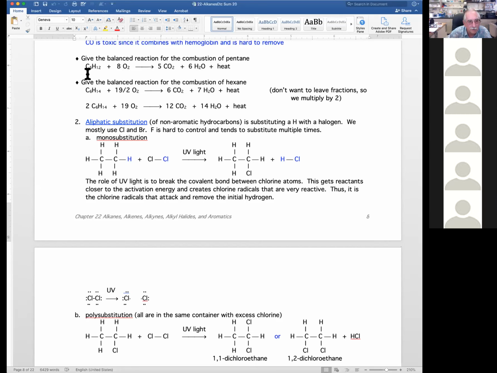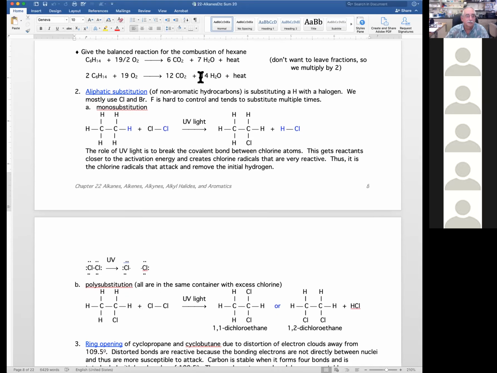So 5 carbons, I had to put a 5 here. 12 hydrogens, I had to put a 6 over there. Now I add up all the oxygens over here. 10 over here, 6 more over here. So that's 16 on this side. So I need 16 on this side. There's 2 in each one, so 16 divided by 2 gives me 8. And now you can see it's balanced.